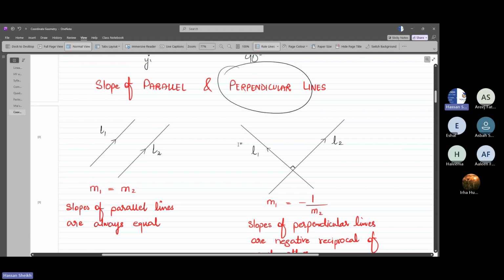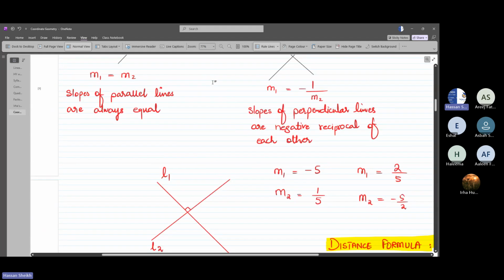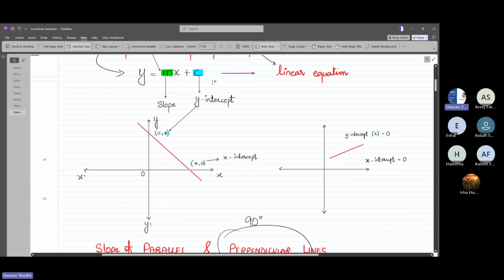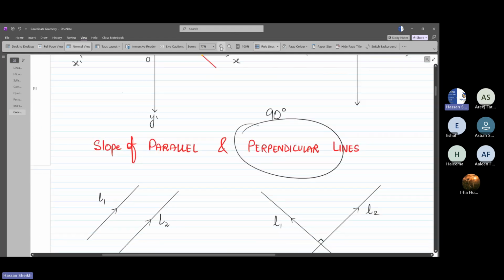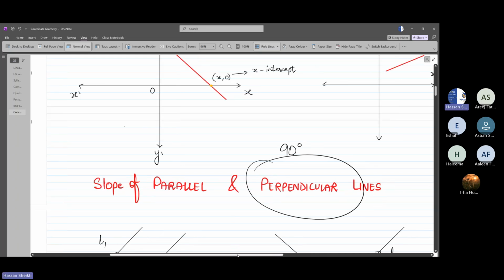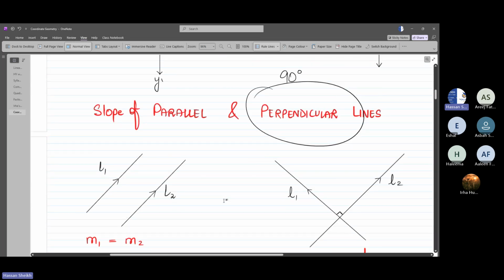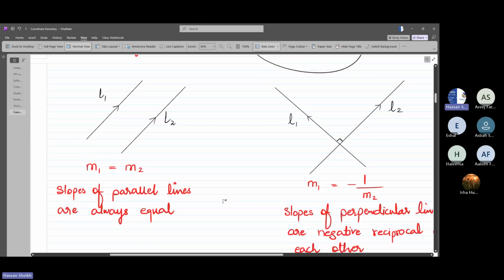Now, the last few concepts about the entire coordinate geometry, I'll cover in maybe 10 more minutes. So the next thing is parallel and perpendicular lines. Always remember that the slopes of parallel lines are always equal. Do you see the two parallel lines L1 and L2 on the left hand side of the screen? Yes. They are parallel, and that is why their slopes are always equal.